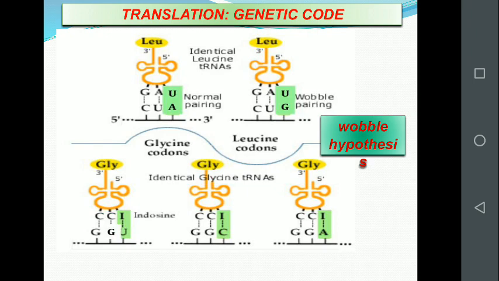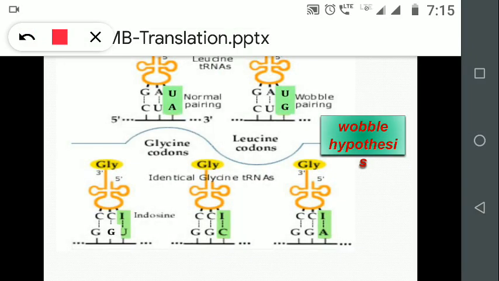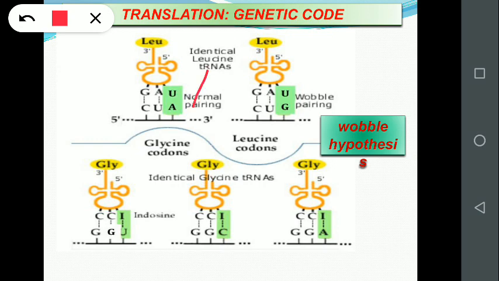Here you can see in this example, leucine: the tRNA is having U here. In normal condition, it base pairs with A in the Wobble position of the codon.